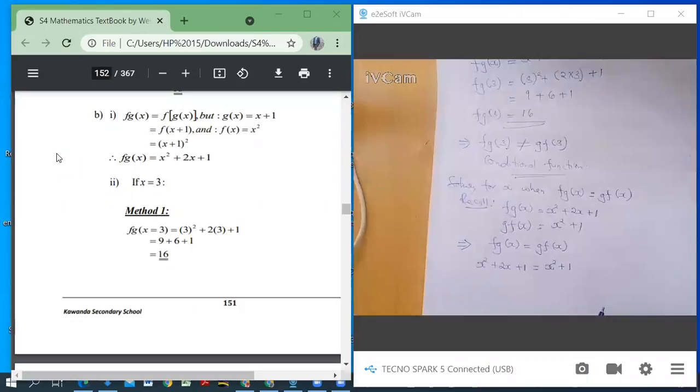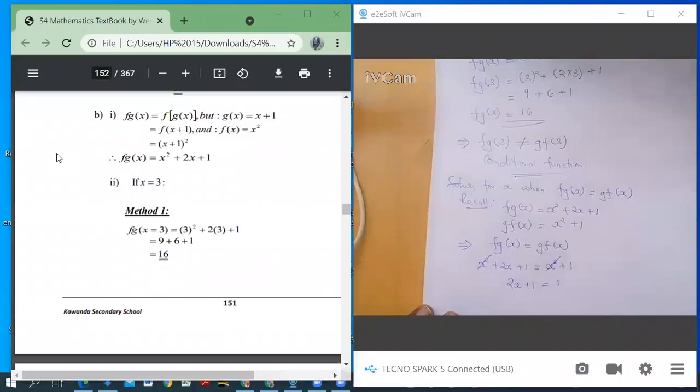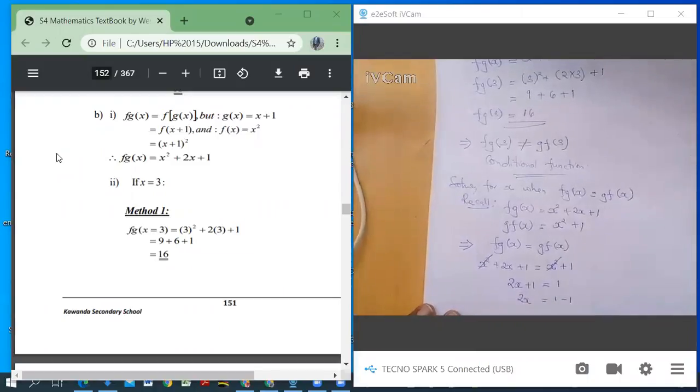That's a linear equation. So what do we do? We collect the like terms. We have x squared on the left and x squared also on the right, so this x squared will cancel that x squared. Then we remain with 2x plus 1 equals 1. Continue collecting like terms, so we shall have 2x equals 1 minus 1, which is 0.